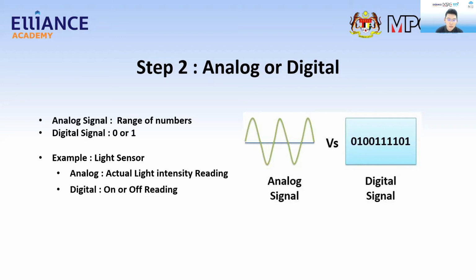So I'll come back to analog or digital. Analog is a range of numbers, which is the output voltage given by the sensor. And a digital signal is 0 or 1.